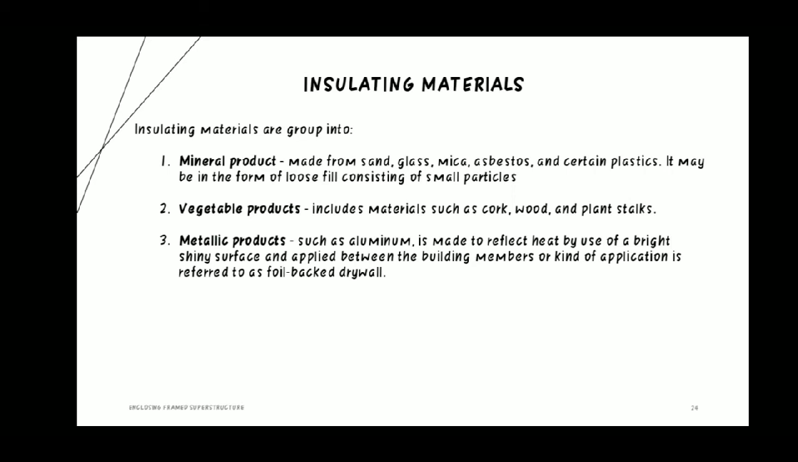Vegetable products. Second, includes materials such as cork, wood, and plant stocks. Metallic products. Third, such as aluminum, is made to reflect heat by use of bright, shiny surface and applied between the building members or a kind of application referred to as fallback drywall.